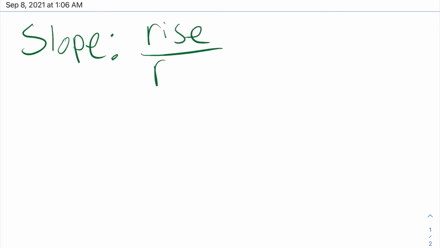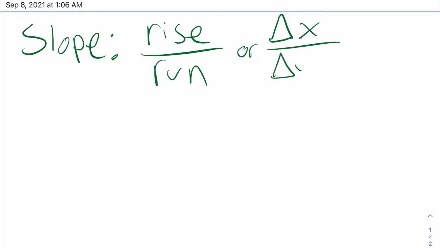All right, so this is our first lesson in pre-calculus, and we're going to talk a lot about slope today. There are a lot of ways that people talk about slope, and the big idea of slope has to do with a line. We often talk about slope as rise over run, or the change in x over the change in y, delta x, delta y.